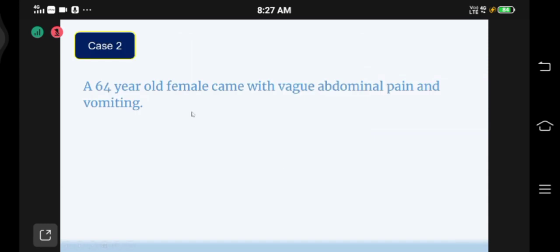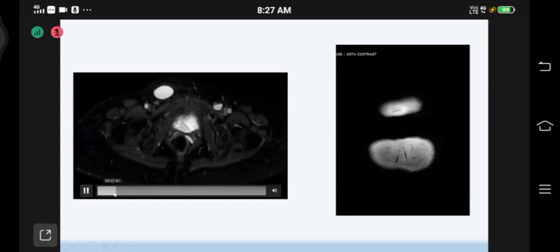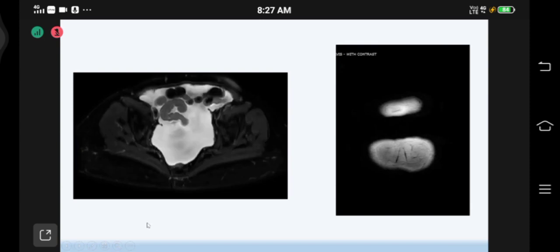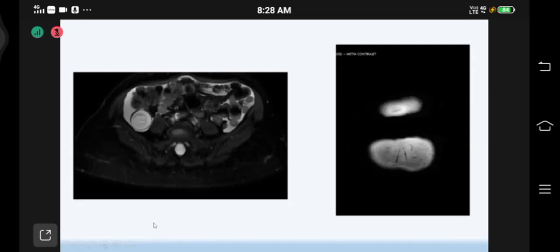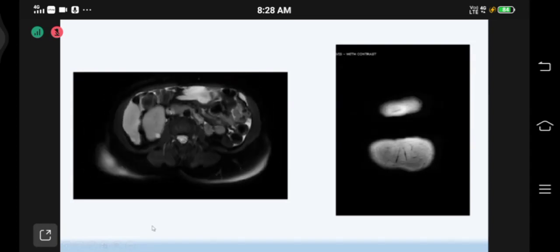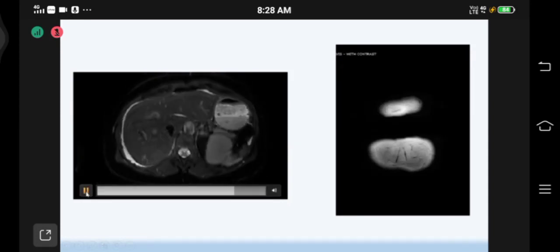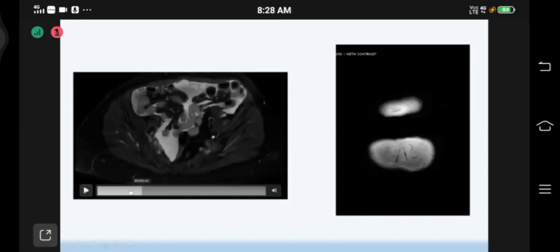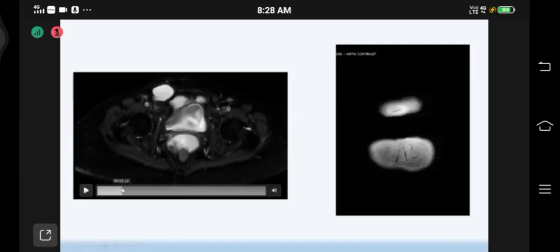So another 64-year-old female with a history of vague abdominal pain and vomiting. So this particular patient, you can see gross ascites, right? I just want everyone to focus. Okay. And let me just stop it here, and then I'll just try to take it back. So you can see there is a peritoneal thickening, little nodular deposits here.